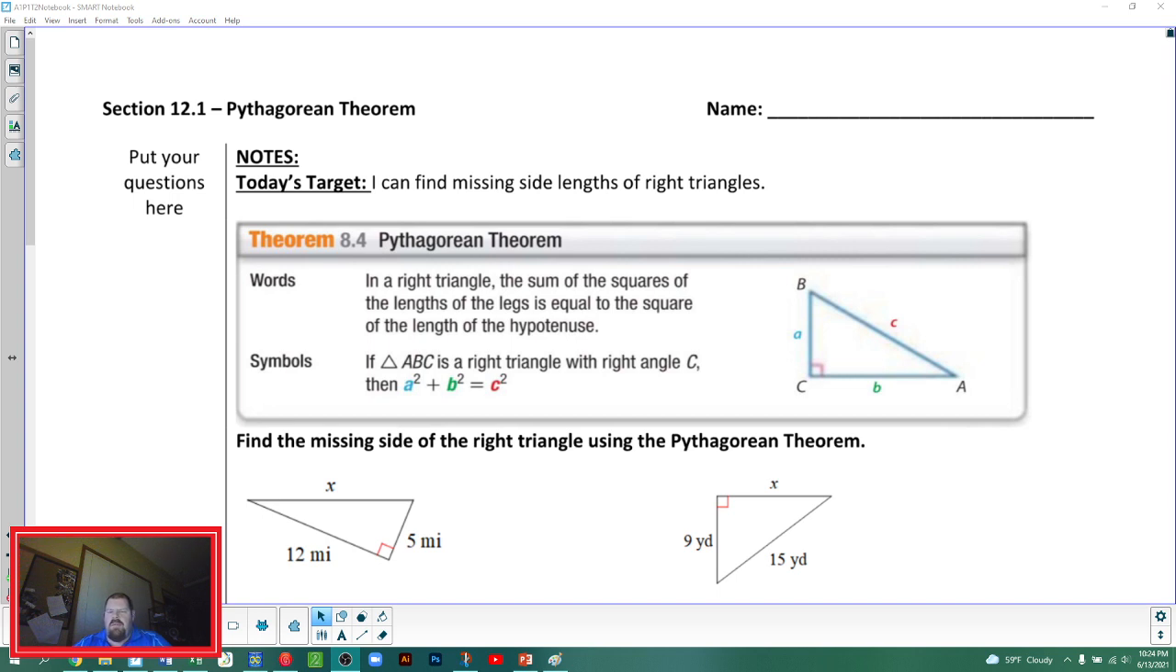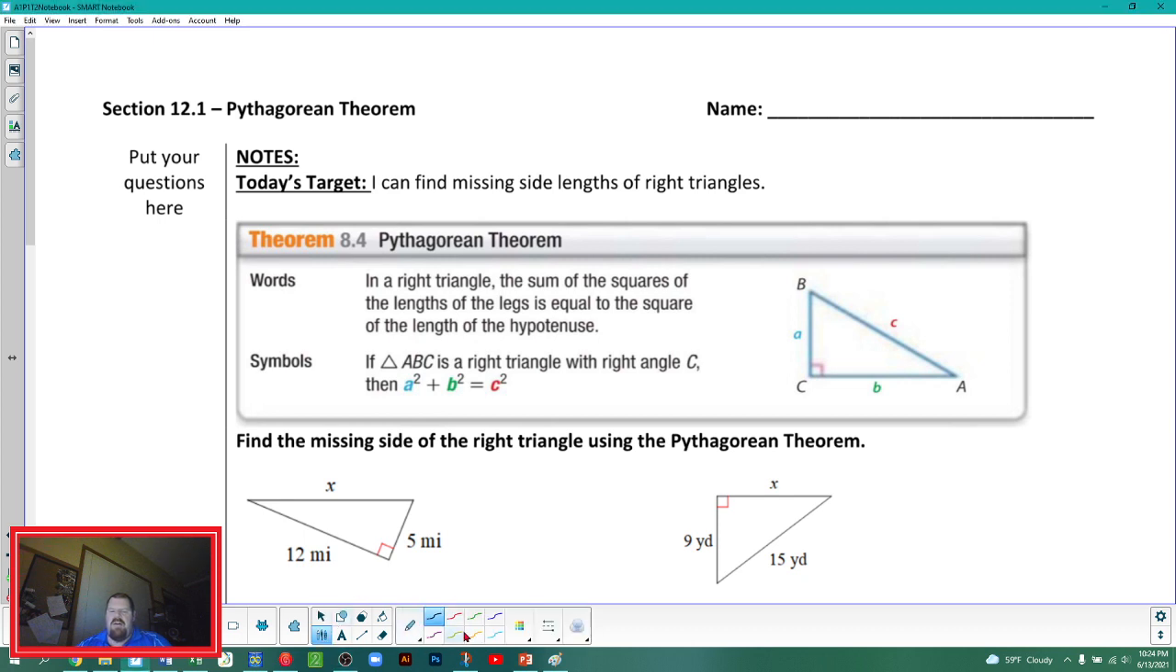All right, so in words, the Pythagorean theorem talks about a right triangle, and it says the sum of the squares of the lengths of the legs is equal to the square of the length of the hypotenuse. Important ideas in here: what is a leg and what is a hypotenuse? Legs are the two sides in a right triangle that are perpendicular to each other, so they meet at the right angle. And the hypotenuse is the third side, the longest side, the side that is not perpendicular to either side, or to any side, I should say.